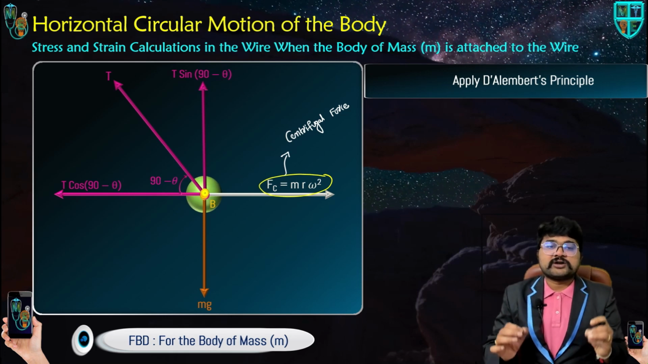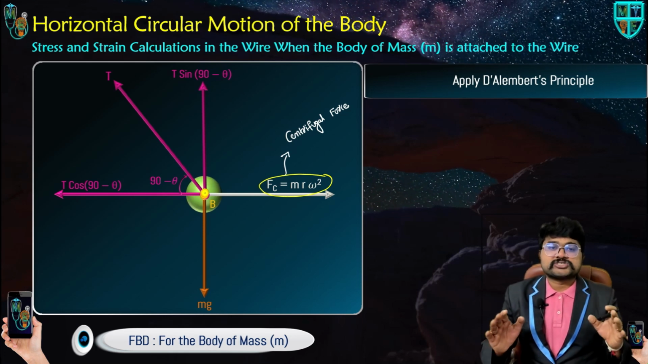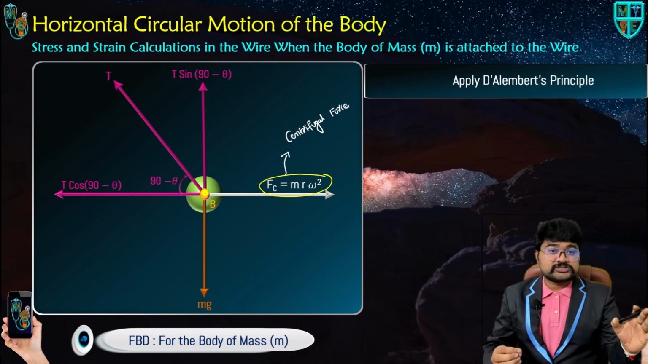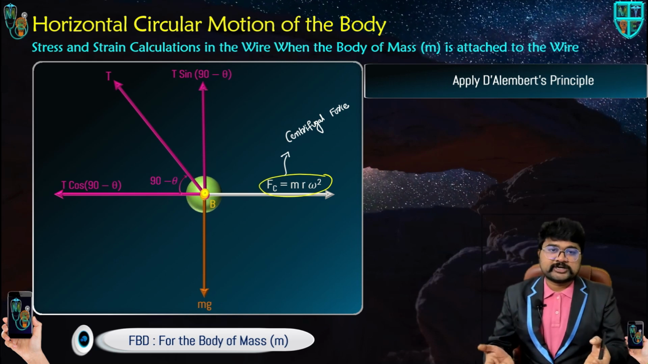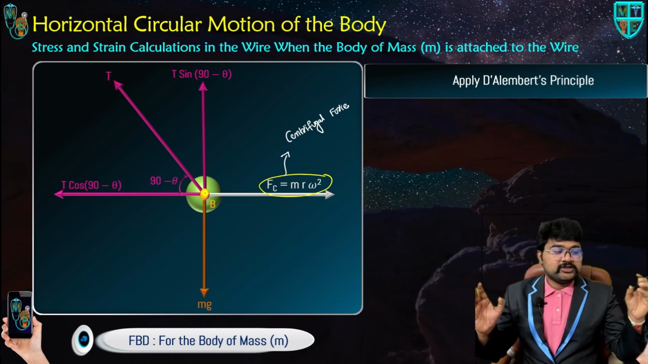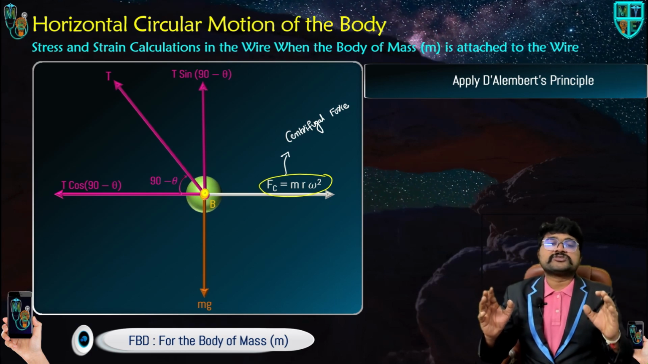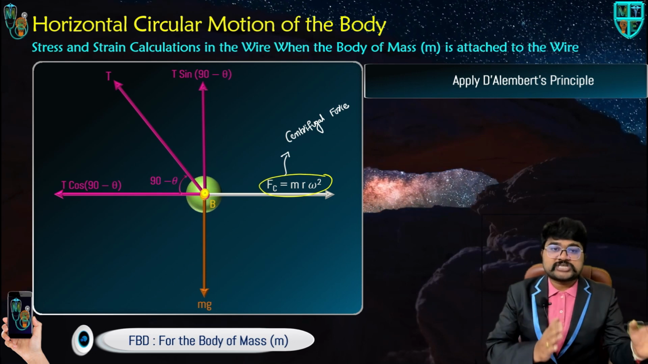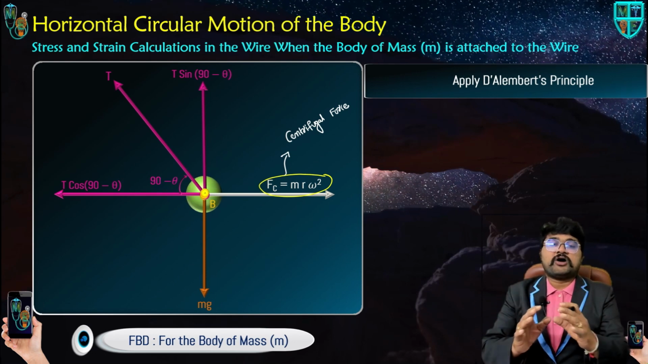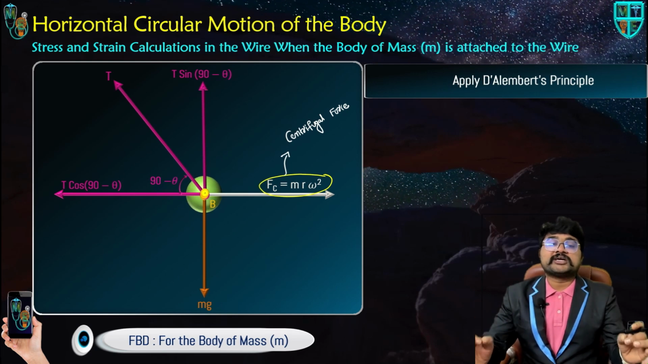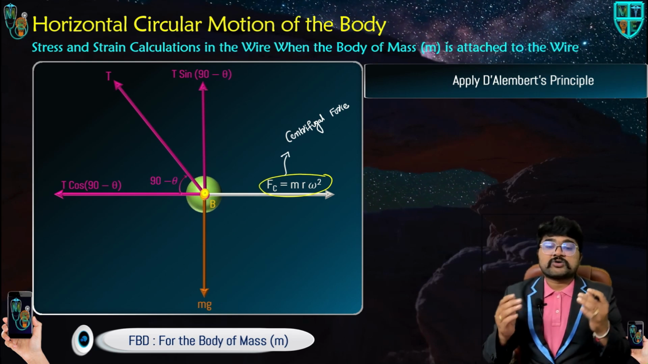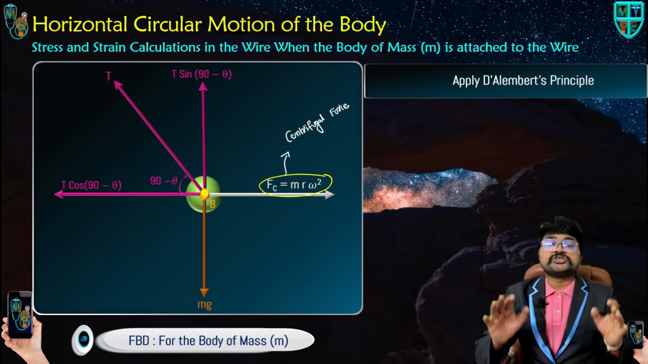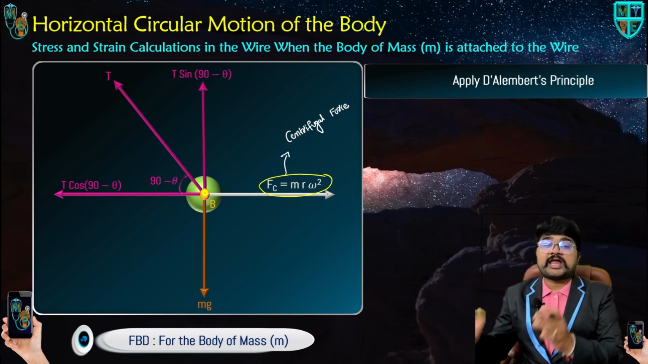What is the procedure to convert a dynamic problem into a static problem? You need to represent the inertia force. It is the inertia force in circular motion. Understood na? For linear motion, you will represent the inertia force in the free body diagram in order to convert the dynamic problem into a static problem. Inertia force always acts opposite to the direction of motion of the body. In circular motion, you represent the centrifugal force opposite to the direction of centripetal acceleration.